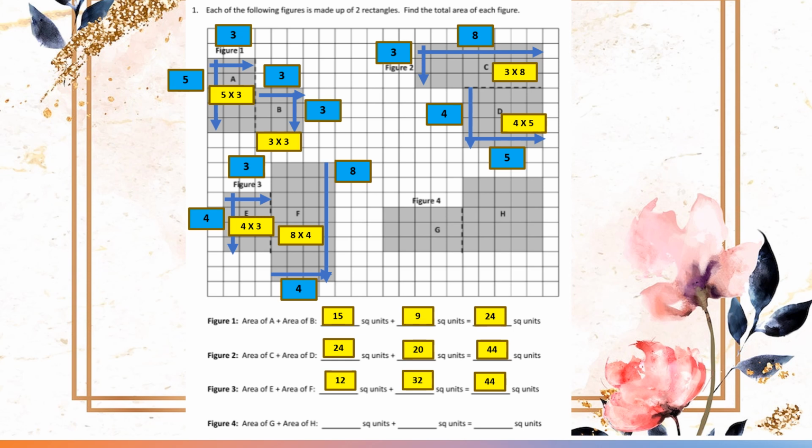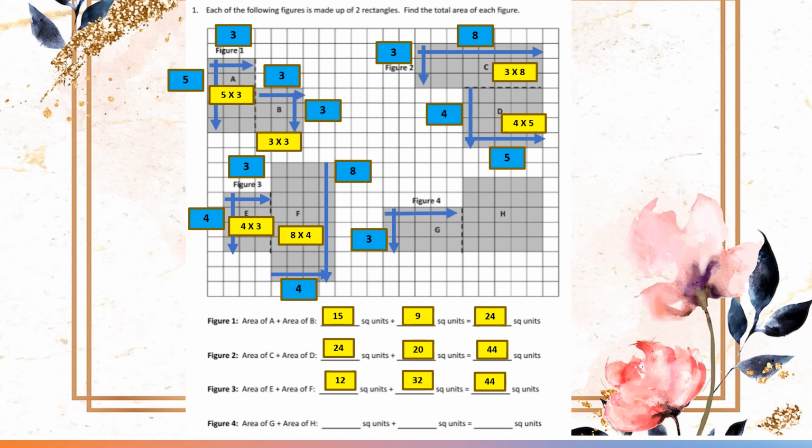All right, let's go ahead and figure out the total area for figure 4. Figure 4 is made up of rectangle G and rectangle H. So first, let's go ahead and count the units that make up the length of rectangle G. It's 3. Rectangle G is 3 units long.